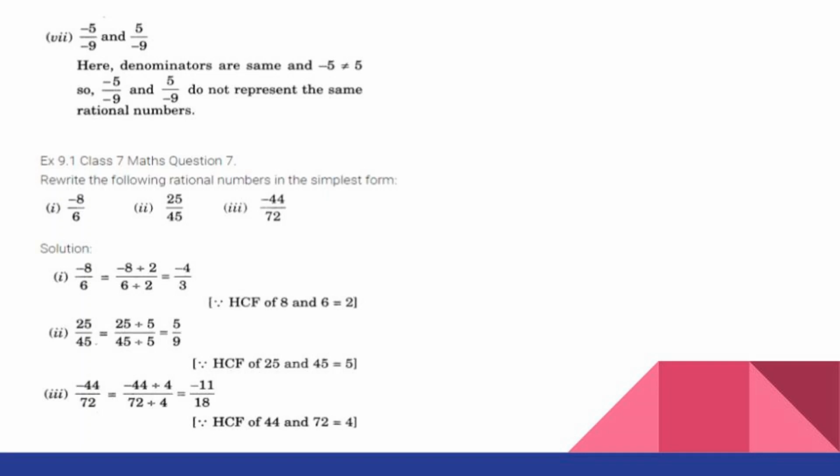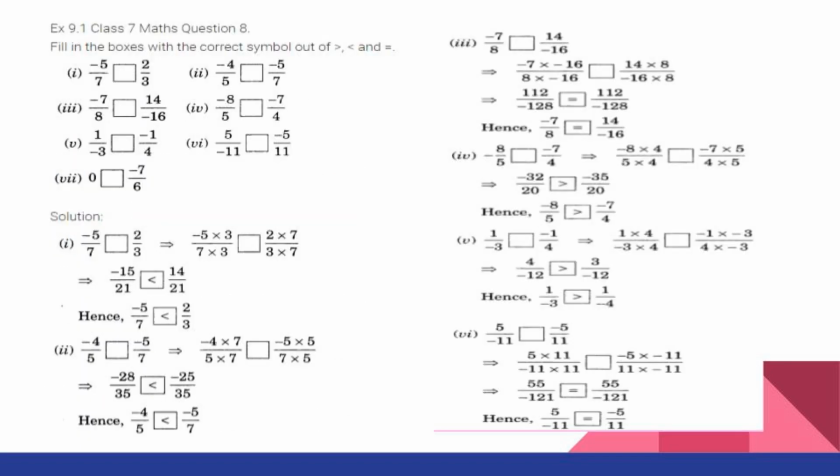Coming to question number 7, rewrite the following rational numbers in the simplest form. We have to divide them by a common factor, that is minus 8 by 6 divided by 2 will become minus 4 by 3. We can divide by the highest common factor so that in one step we get the simplest form, like 25 by 45. The HCF is 5, so we'll divide by 5 and get 5 by 9.